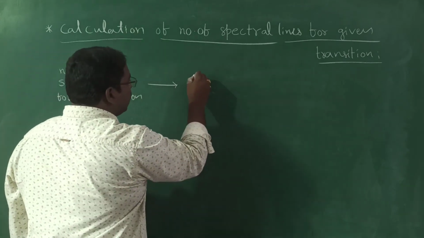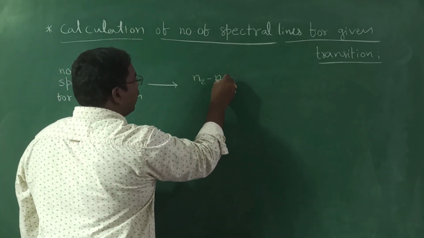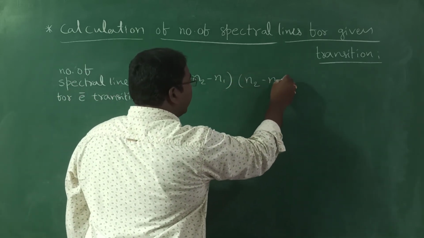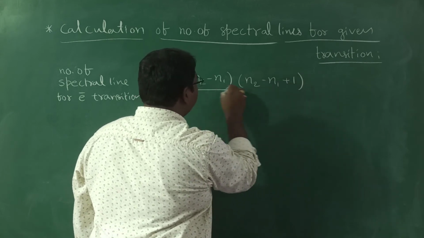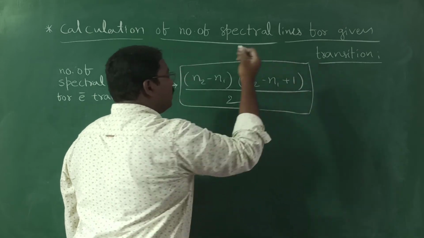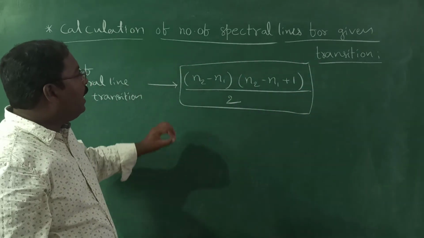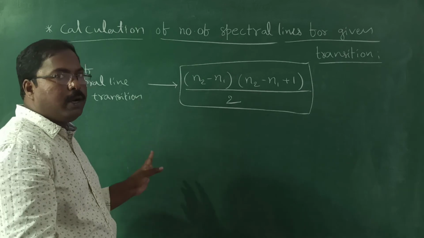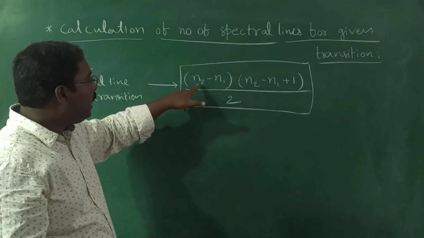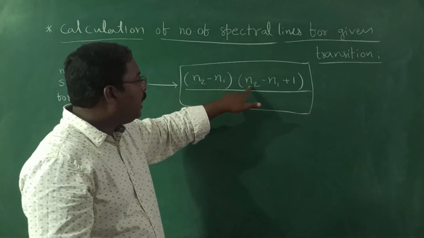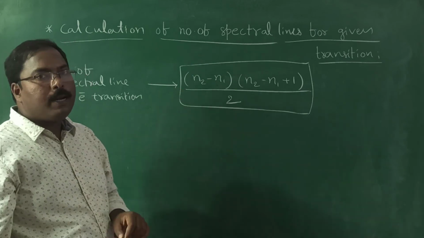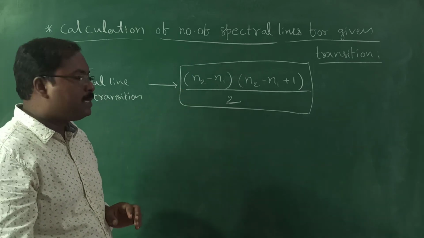The formula is (n2 minus n1) into (n2 minus n1 plus 1), divided by 2. Okay, a simple formula to calculate the number of spectral lines for electronic transition from any orbit to any orbit. Then the formula is (n2 minus n1)(n2 minus n1 plus 1) by 2. Okay, this is the formula to calculate the number of spectral lines.